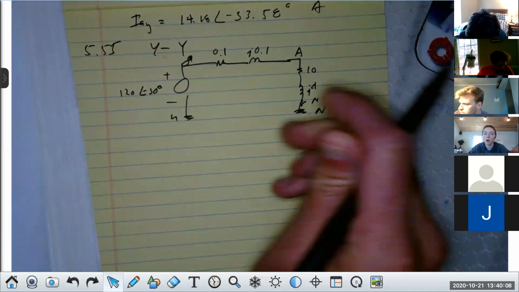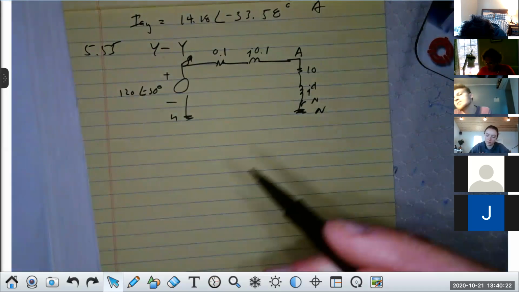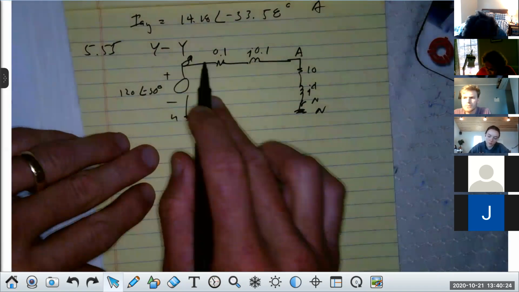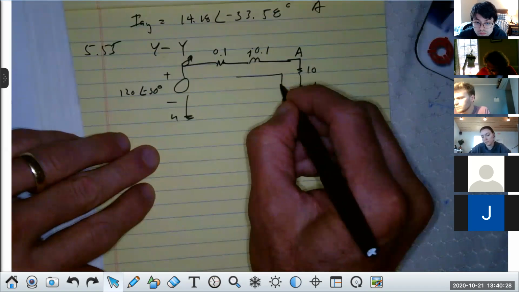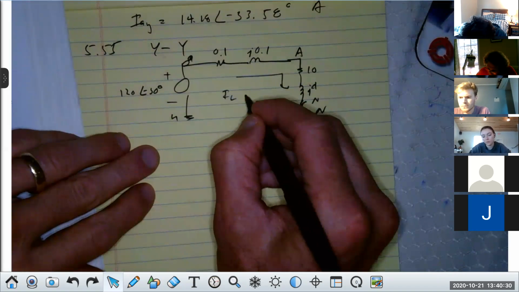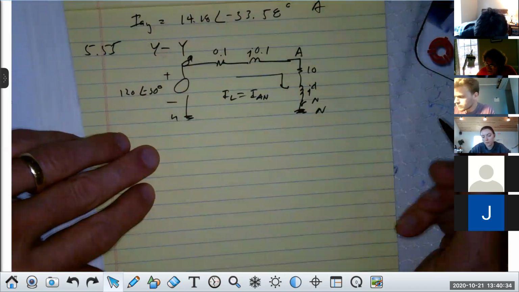Now, what's asked for in this problem, we're going to get many things. They want the magnitude of the currents, IAN, and in the delta source. We're going to get the delta currents in a second. We're going to stay in the YY configuration and get everything. The first thing we're going to do is get this. That is I line, which is I capital A capital N. Does everybody agree with that?